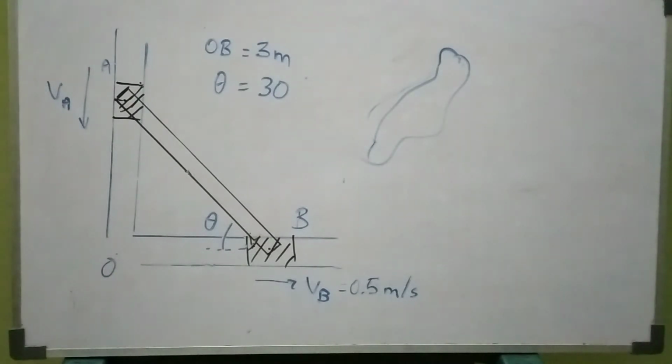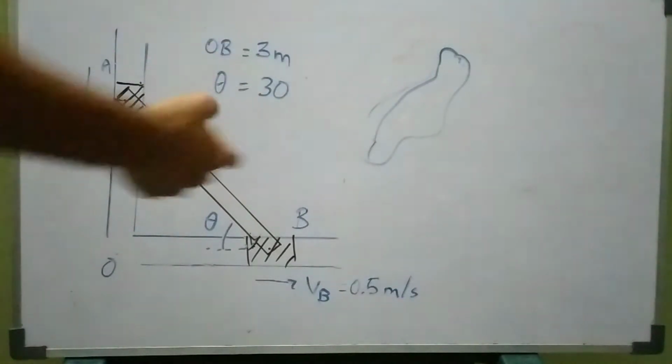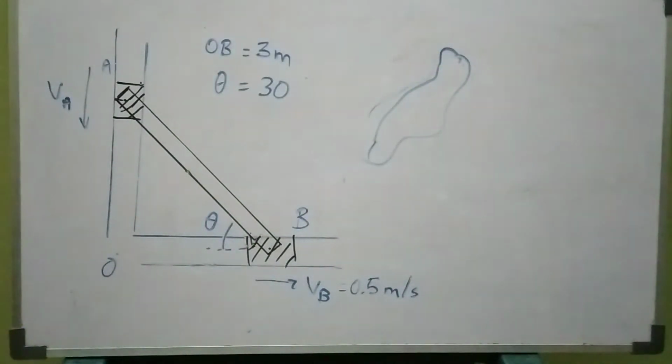That's known as the instantaneous center of that rotation or of that body. Why do we need to find that? The main idea is if we find the instantaneous center of rotation, we can directly find the velocity of any particle in this body. So that's the main idea.